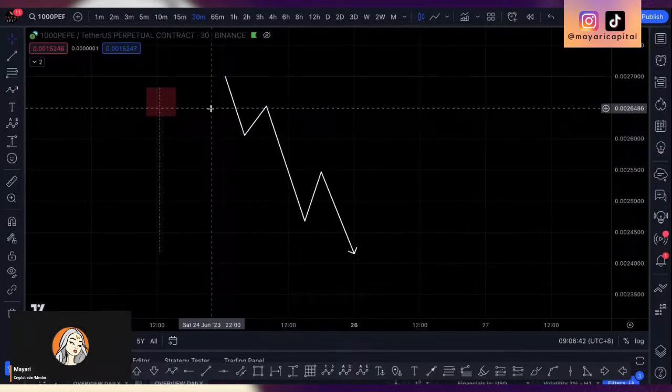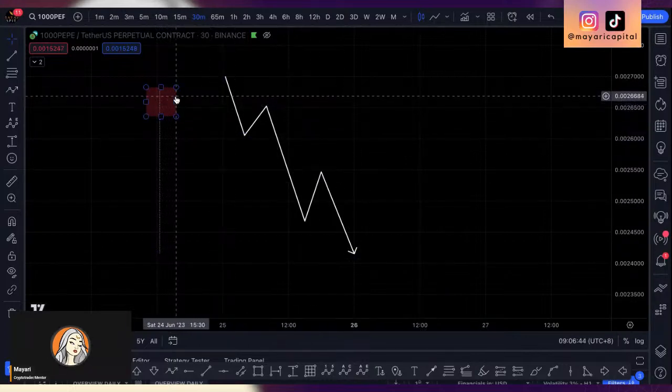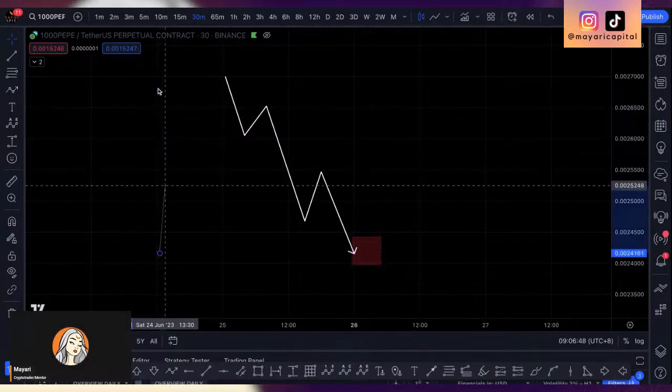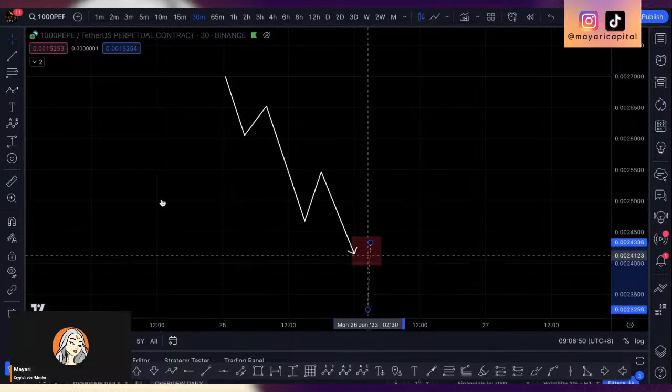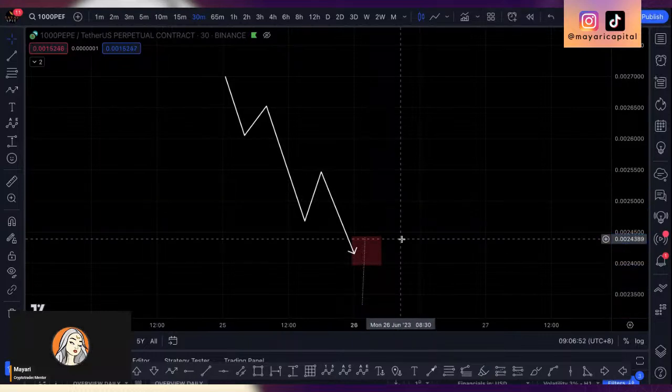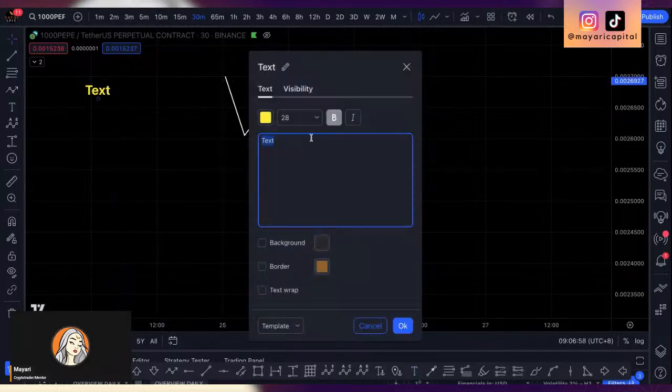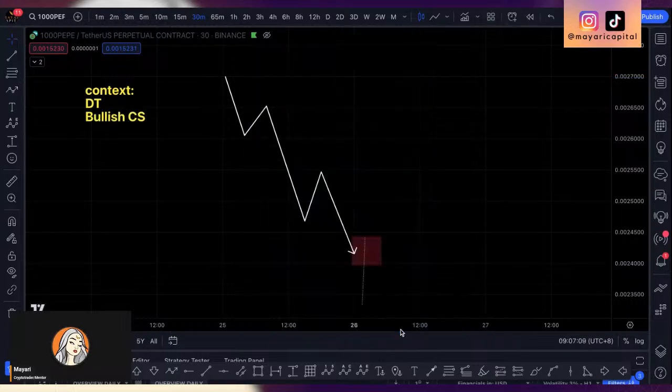But then, let's say this one is a pin bar. There you go. We have the pin bar right here. Can you see? So first, what is this one? A downtrend, and then we have a bullish candlestick, which is the pin bar.